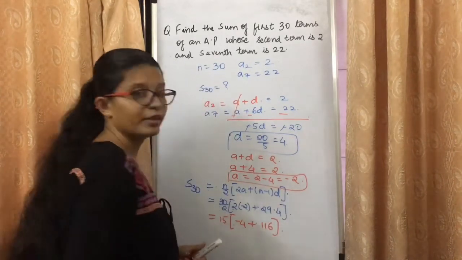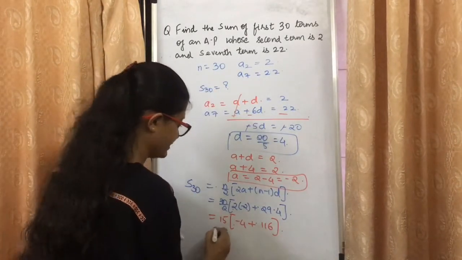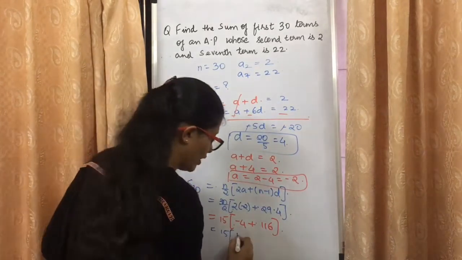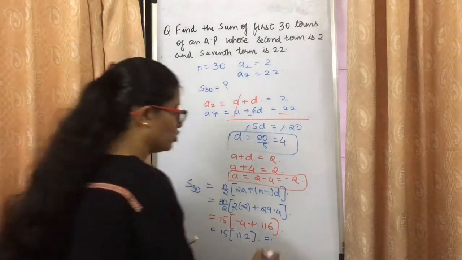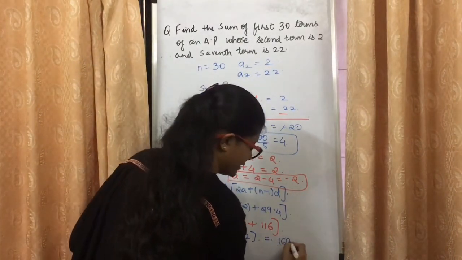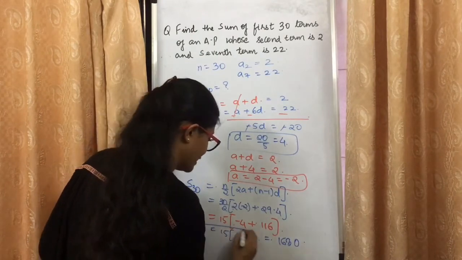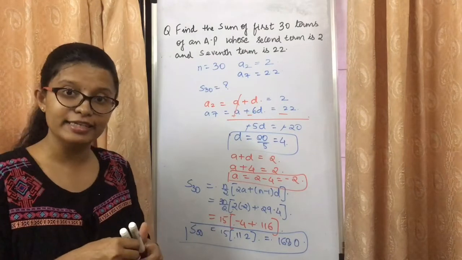116. So 116, 15 into minus 4 and 112 will give you 112. Now 15 into 112 will give you 1680. So the sum of first 30 terms of the series comes out to be 1680.